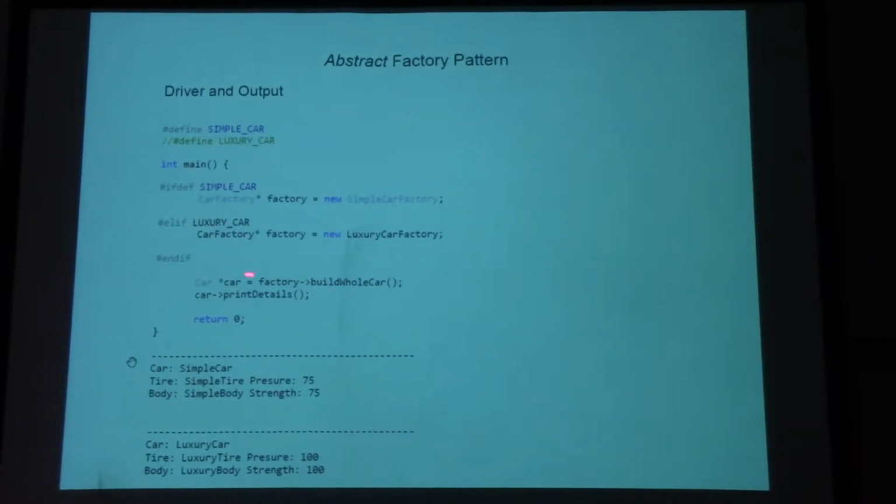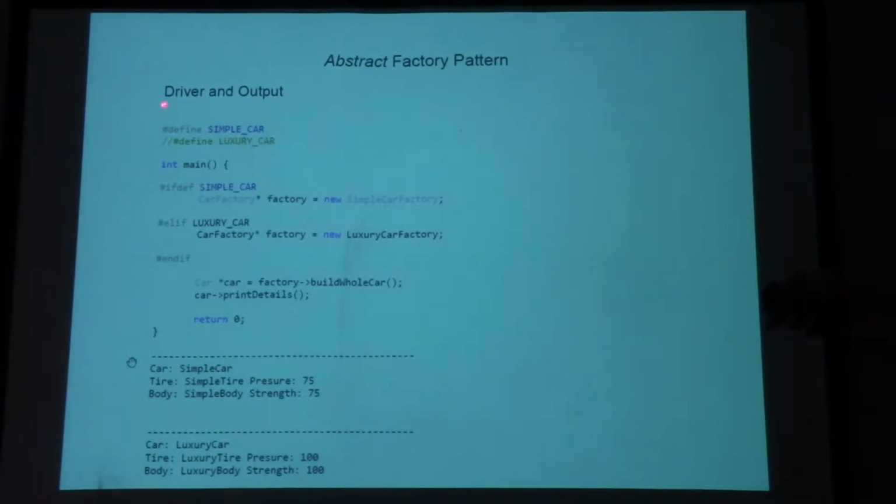Once I do that, I get a car pointer, then I can go to the car pointer and print the details of the car, and you can see as I run the program, I get this information. The car name is simple car, the tire is simple tire with a pressure of 75, the strength is 75, simple body.